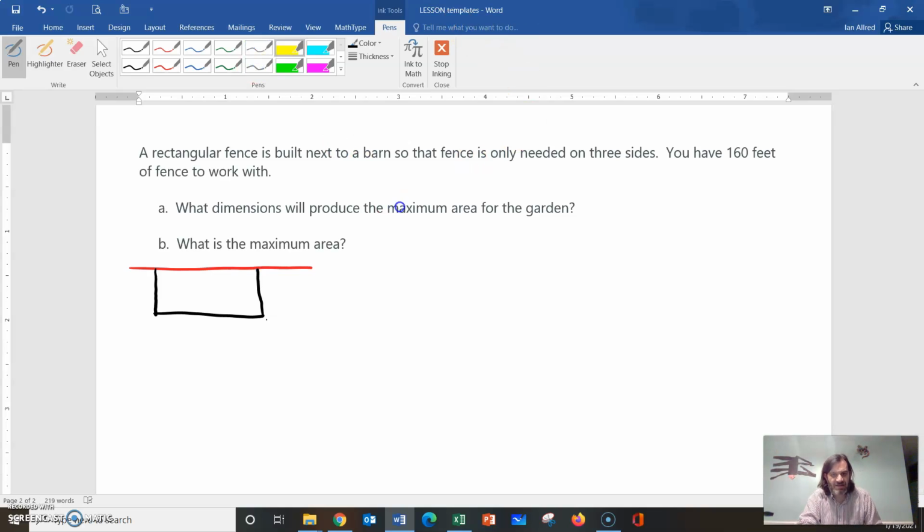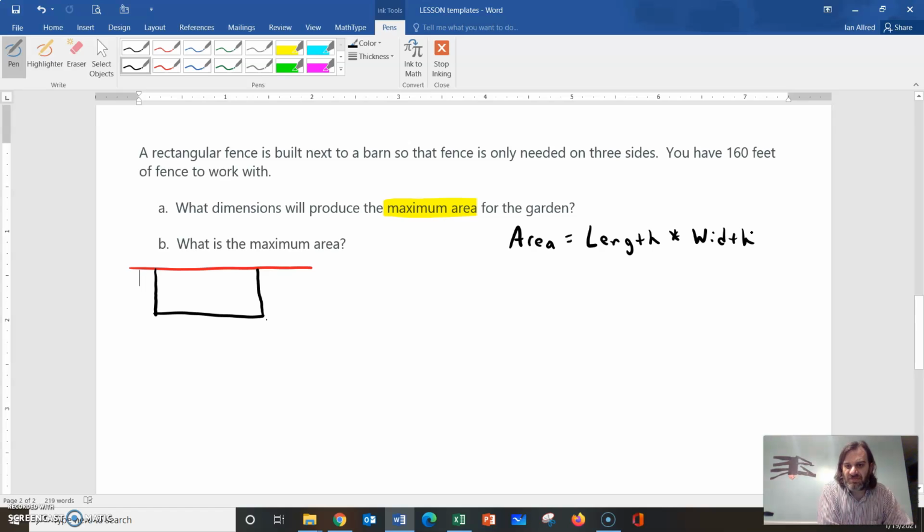So here is that maximum question, and we're also talking about area, which is a multiplication. Remember, area is length times width. So if we have a length and a width and we multiply them together, if both of those were variables, we'd have a quadratic.